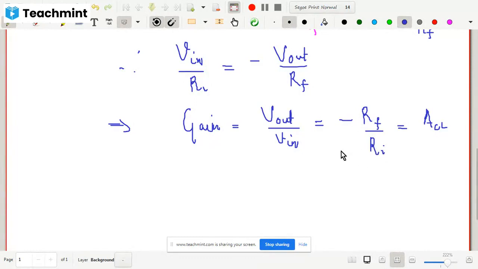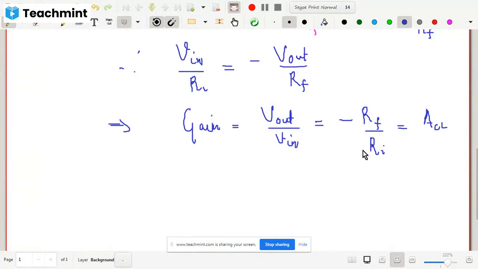Okay. Now, if we select the precise values of this RF and RI, then we can obtain a wide range of voltage gain. Isn't it? क्योंकि अगर हम इसका वैल्यू अलग अलग लेते हैं तो हमको बहुत ही वाइड वैरायटी ऑफ गेन मिलेगा. ठीक है. So these are the important points which you need to remember from this circuit.